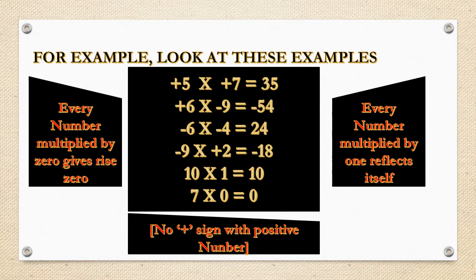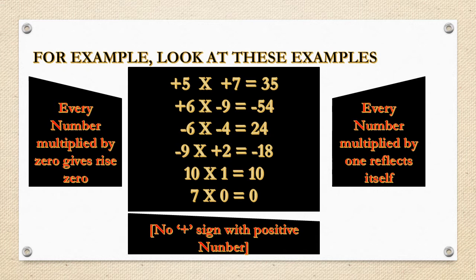As you can see in this slide, I have multiplied plus 5 with plus 7, and as a result I have got 35, because multiplication of plus always gives a plus number. So plus 5 multiplied by plus 7 always gives a plus number, which is 35 here. Similarly, if we multiply plus 6 with negative 9, plus and negative multiplication always gives a negative. Therefore, multiplying plus 6 with minus 9 gives minus 54.